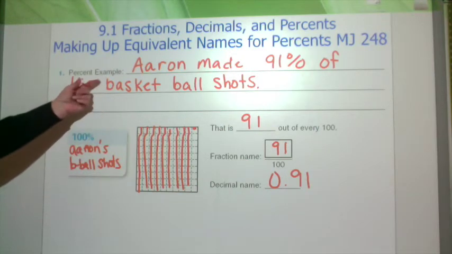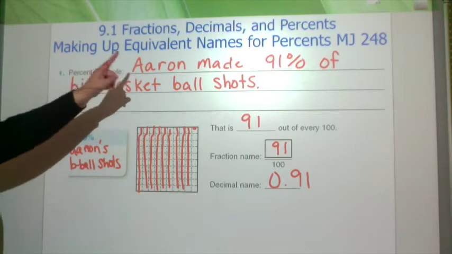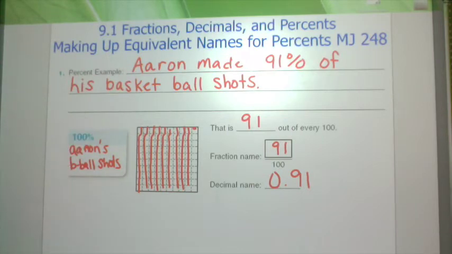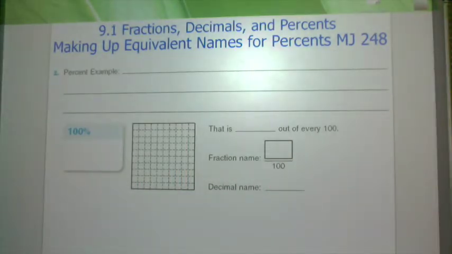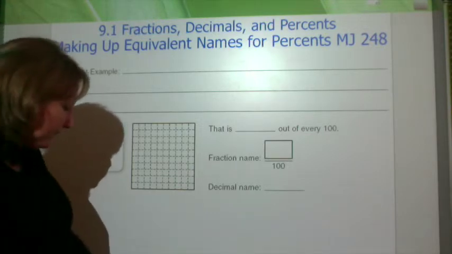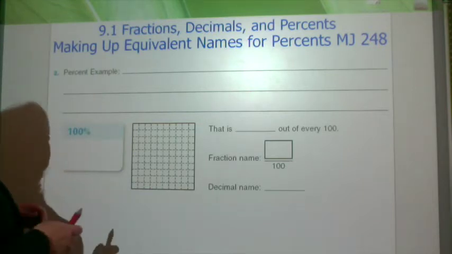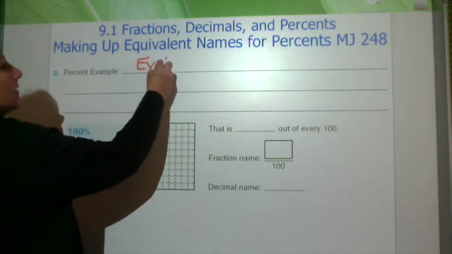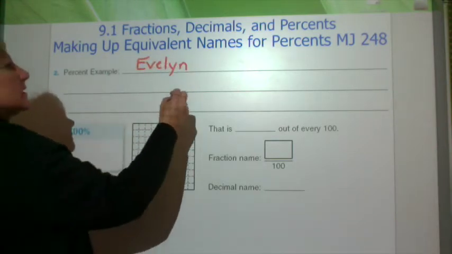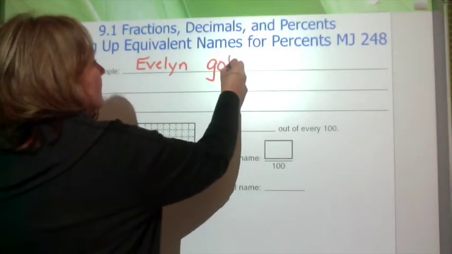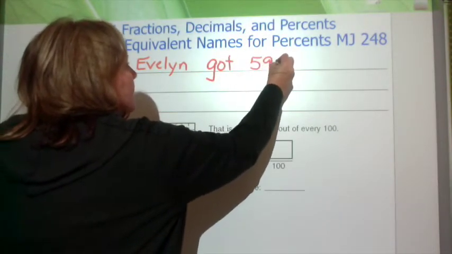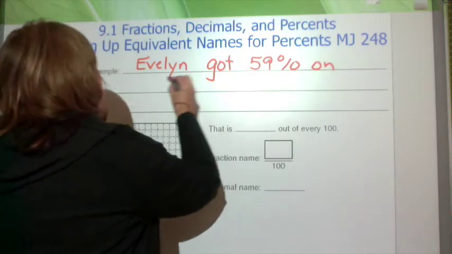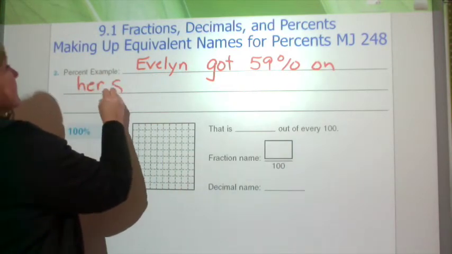Again, you can fill in whatever you want right here, if it's your name or if it's your dog's name. Again, number 2. So think about something that you could do. Like I'm going to use a spelling test right now. We don't have spelling tests in 4th grade, but I'm going to use a spelling test. This time I'm going to say Evelyn got 59% on her spelling test.